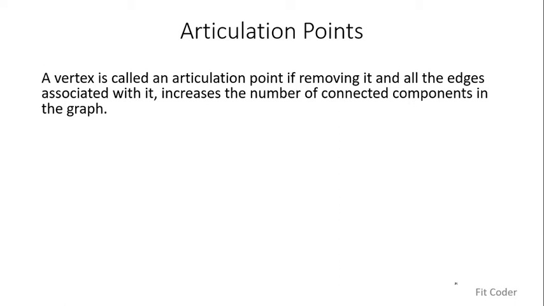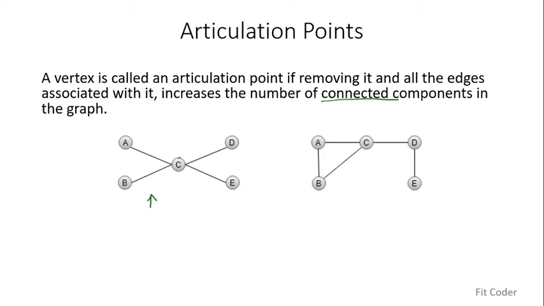So a vertex is called an articulation point if removing it and all the edges associated with it increases the number of connected components in the graph. So in this graph, the articulation point is C. If we remove this vertex and the edges that are attached with it, we remove BC, AC, DC and EC edges. So that will give us four different components of the graph. So it will be A, B, D, E. So the number of connected components has increased. So we can say C is an articulation point.